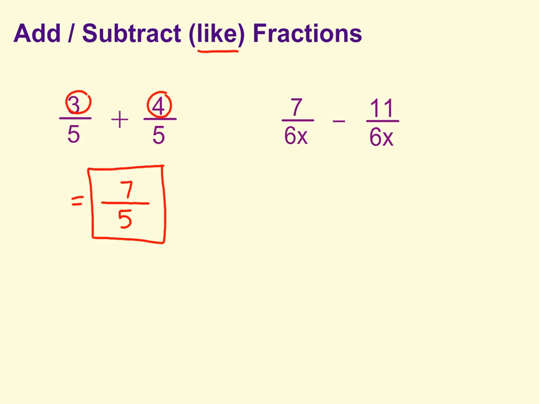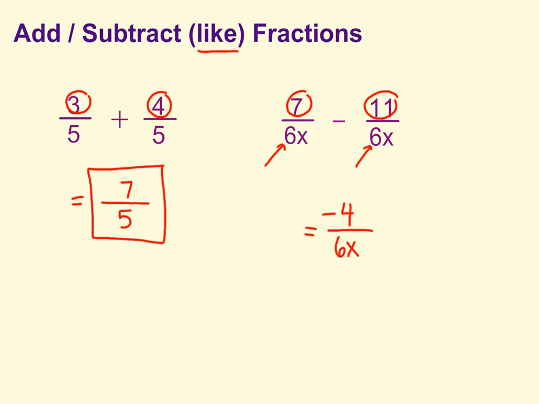Alright, this next example looks a little bit different. I see we are subtracting two fractions, and so my first instinct is to look at the denominators. Even though these look a little weird, are they the same? And because they're both a 6x, we have a common denominator. So that means we keep our common denominator, 6x, and we go ahead and do the subtraction. 7 minus 11 is a negative 4.